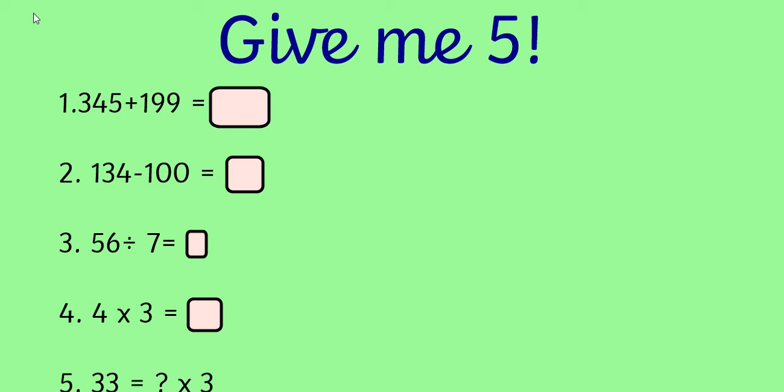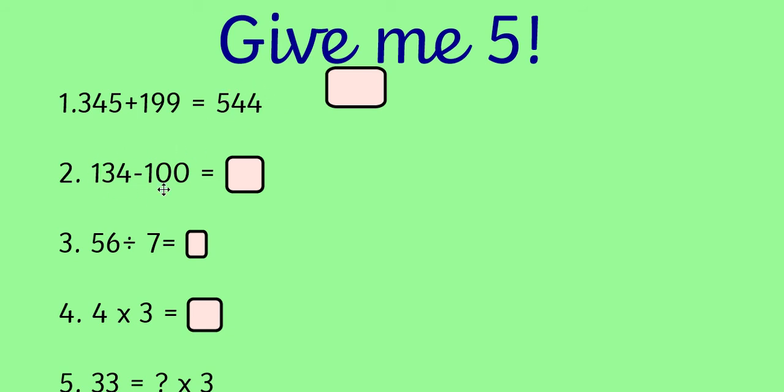Okay, well done. Your first one, you could have used a column addition, but if it were me, I would have just added another 1 to 199 to make it 200. I then would have added on the 200, so only focusing on the hundreds column. So 300, add 200, it's 500. Got 545, but then I would have had to take away that 1 I added on to get 544.